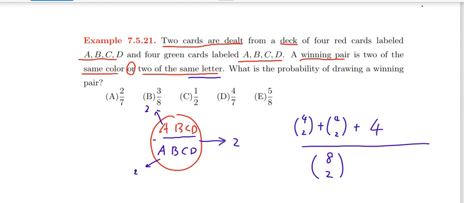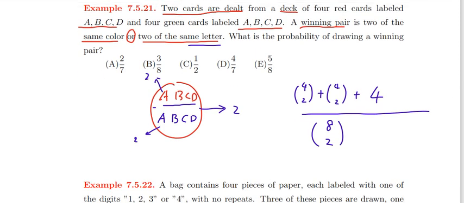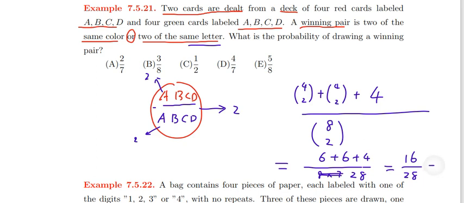Okay, so the total equals 8 choose 2, which is 8 times 7 over 2, so this is 4 times 7, so here it is 28. And for the winning, 4 choose 2 is 6, and there are two colors, so 6 plus 6 plus 4, which equals 16 over 28. Still can cancel: 4 over 7, right?